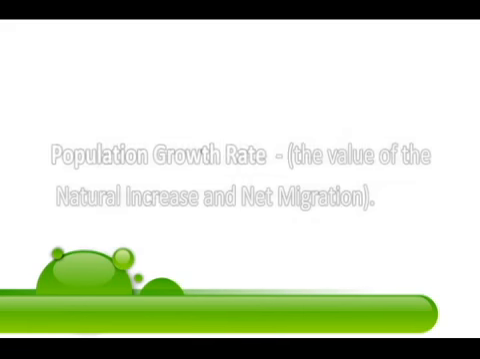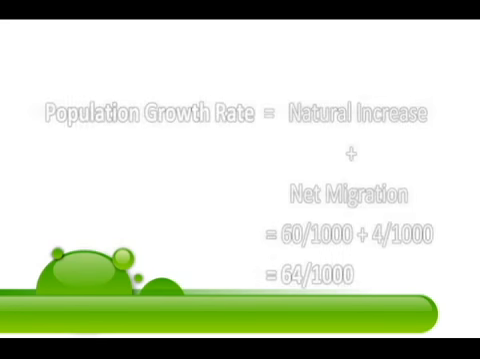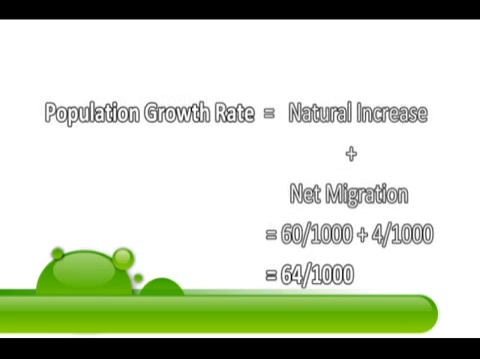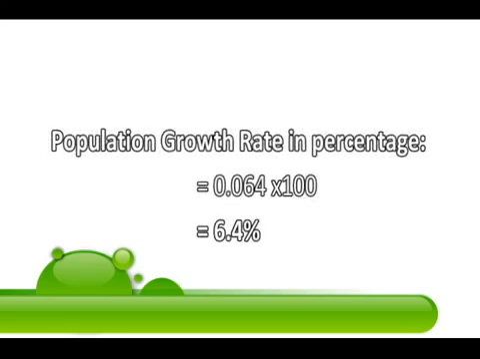Finally, we calculate the population growth rate, which is the value of the natural increase and net migration. Population growth rate equals natural increase plus net migration, which is 60 over 1,000 plus 4 over 1,000, which equals 64 over 1,000. To get the population growth rate as a percentage, we do 0.064 times 100, which equals 6.4%.